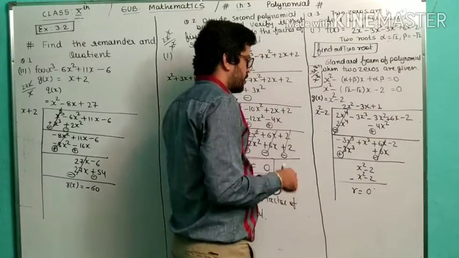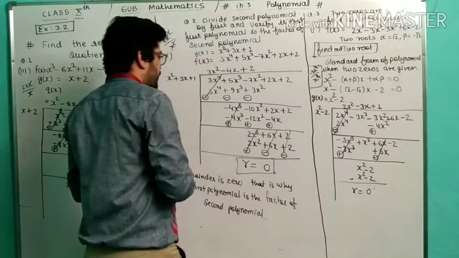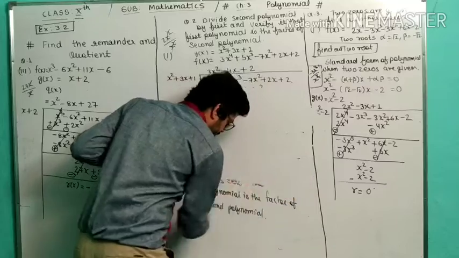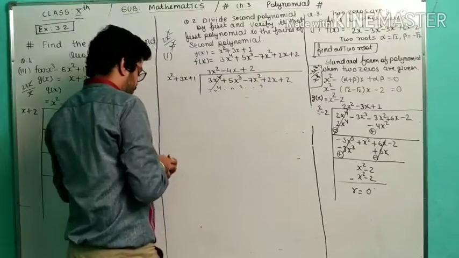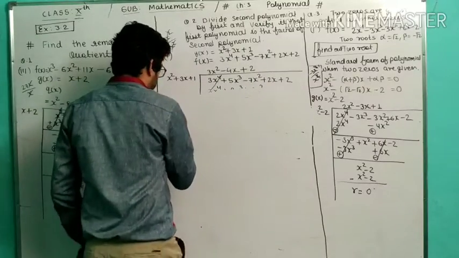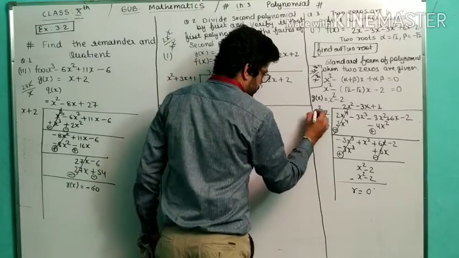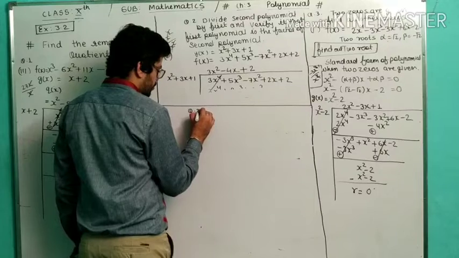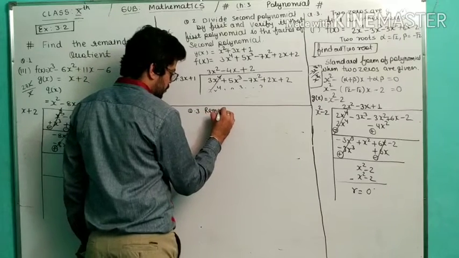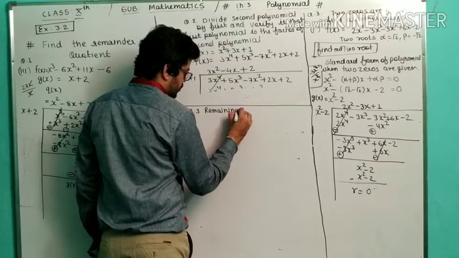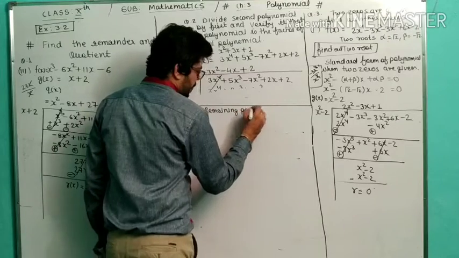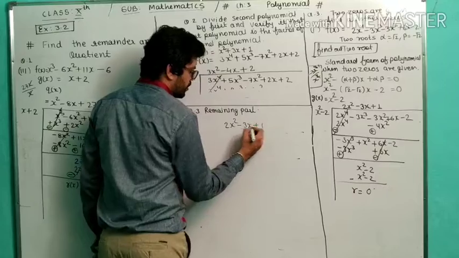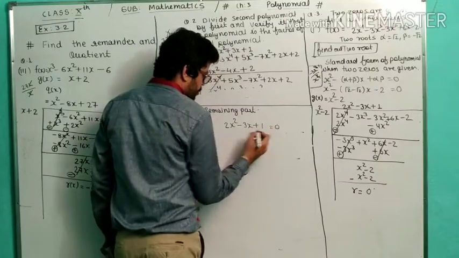Now we have to find out the remaining other zeros. How can we find the remaining other zeros? I am going to do the remaining part here. Just try to understand. Okay, so we got the equation. Question number 3, remaining part. In this remaining part, you have 2x square minus 3x plus 1 equal to 0.